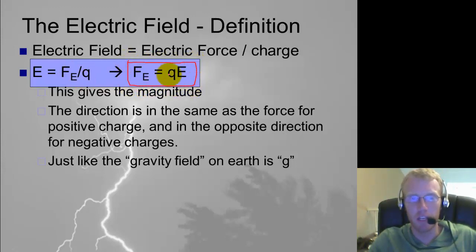F electric equals QE. This is how I remember it, and how I will refer to it. I will start with this equation in all problems and then rearrange from there as needed. This gives you the magnitude of the force and the magnitude of the electric field, but not the direction.